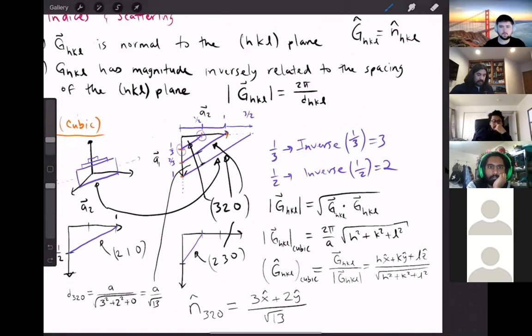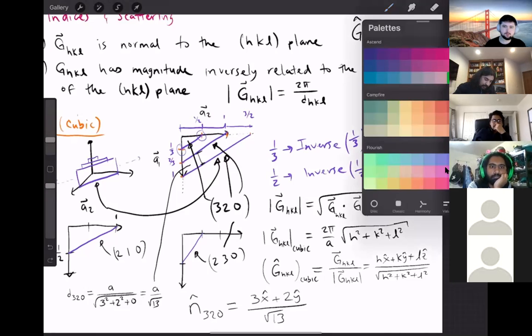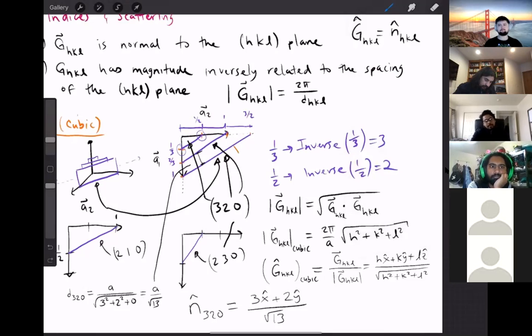All right, sorry about the messiness on it, but that's the general idea: now you have the distance, the spacing of those planes, and you can generate the directions that those planes are pointing in. So now you have that this direction, the one that goes like this, is this normal vector, (3, 2, 0). And you know exactly the direction that it's going.